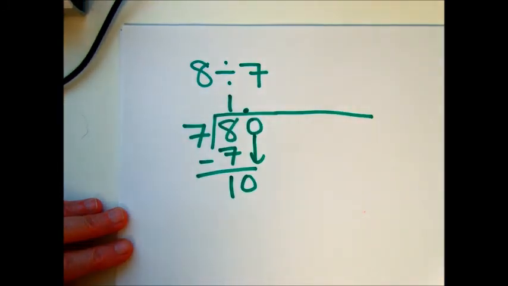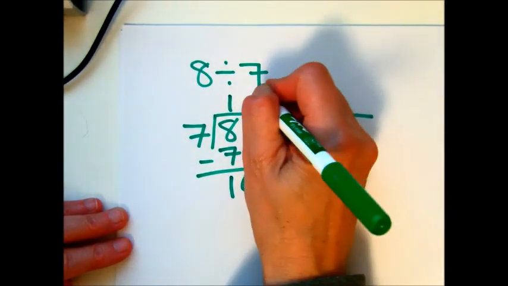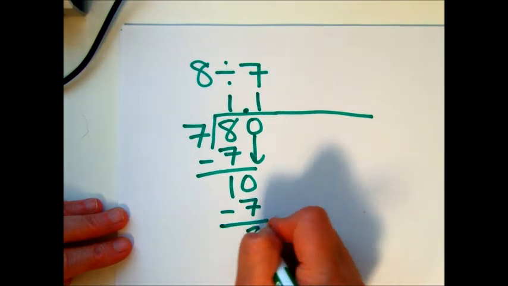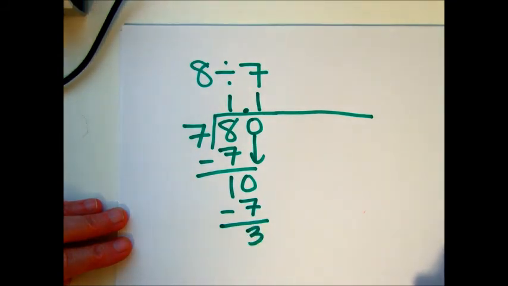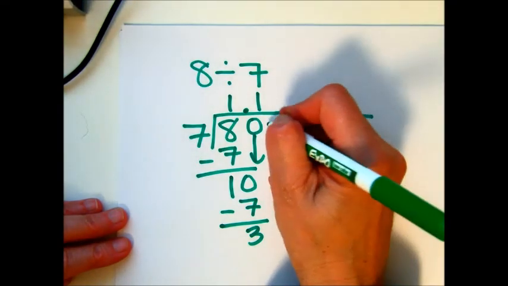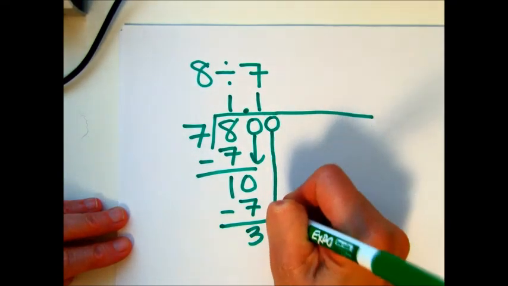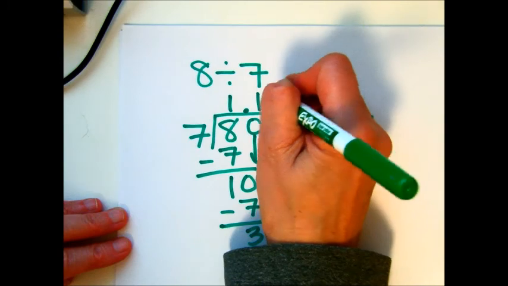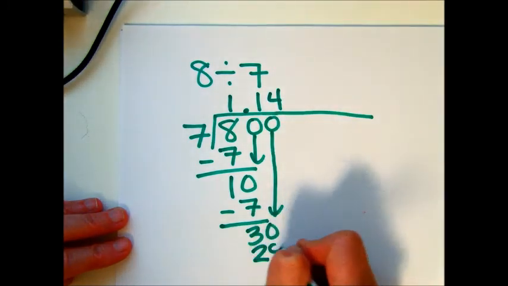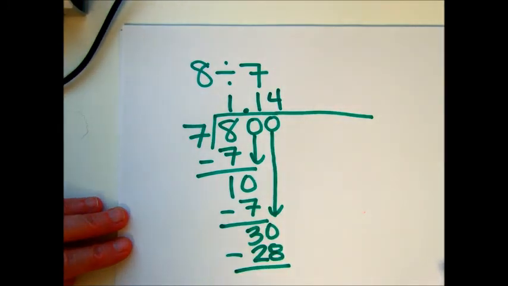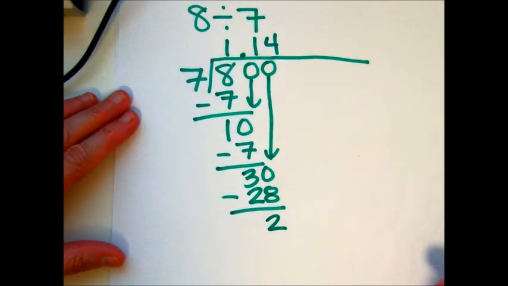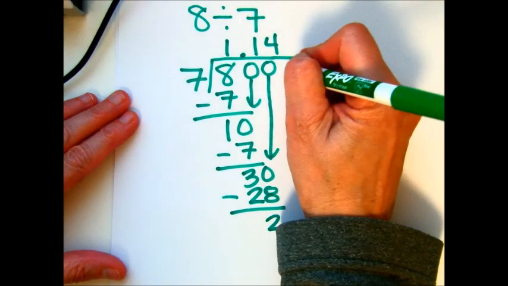Now, 7 goes into 10 one time. So I'm going to subtract. And hopefully this part you already know how to do. Again, we still have a remainder, so I'm going to add another 0. Bring that down. 7 goes into 30 4 times. 7 times 4 is 28. Again, we're going to subtract. Gives me 2. Because I have a remainder, I want to bring down another 0.